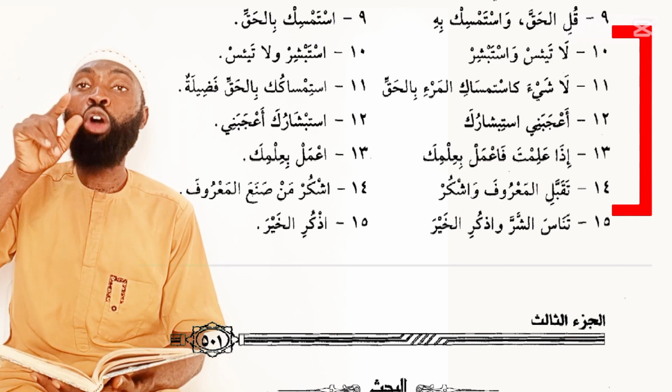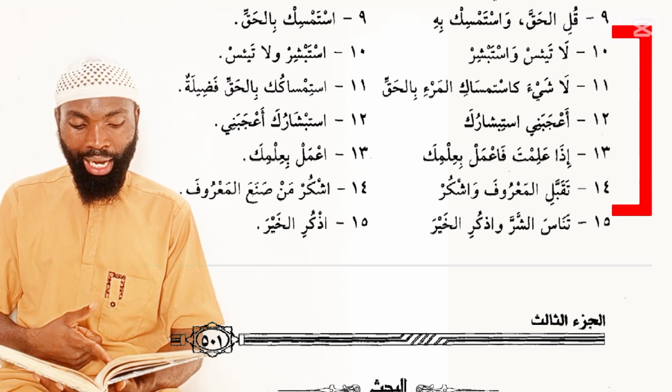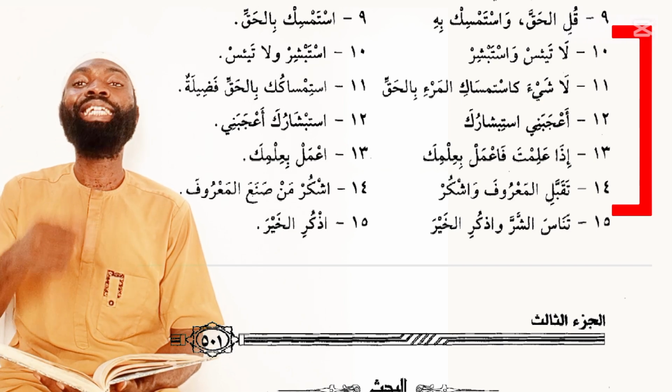Number 13, idha alimta fa'amal bi'ilmik. If you know, work with your knowledge. Then we have i'mal bi'ilmik. So here we have fa'amal, then we have i'mal.